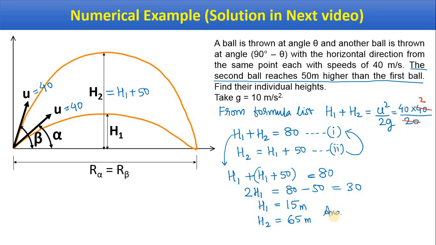So for the derivation of that formula, this one H1 plus H2 is equal to u square by 2g, don't forget to see the previous video which is lecture number 3 in my playlist for projectile motion.